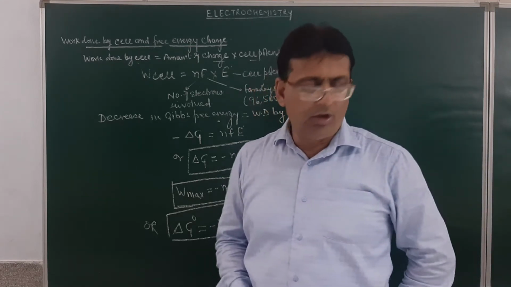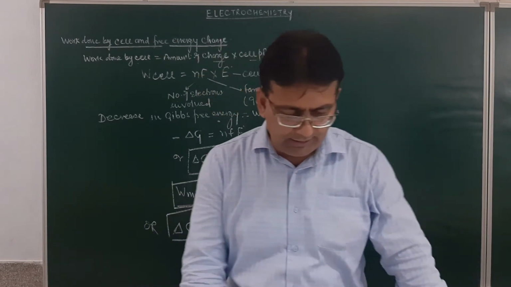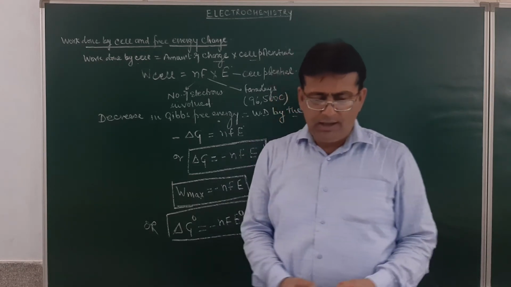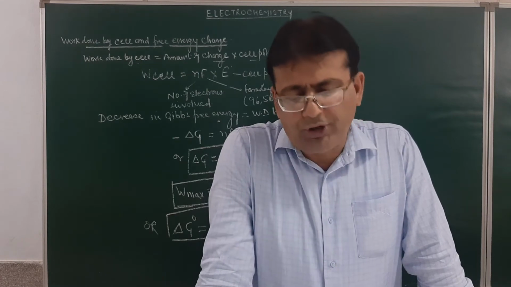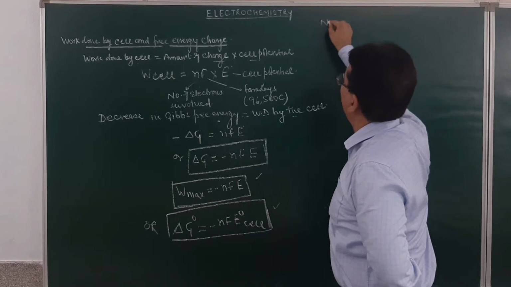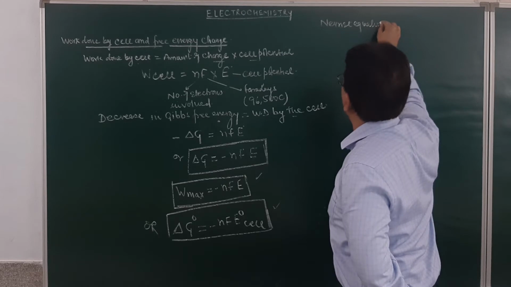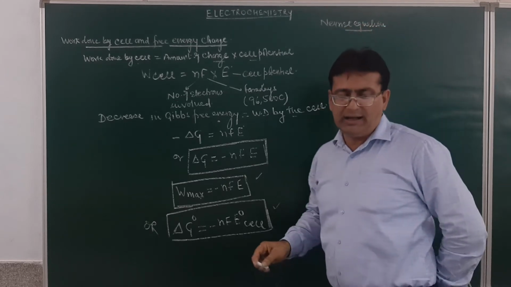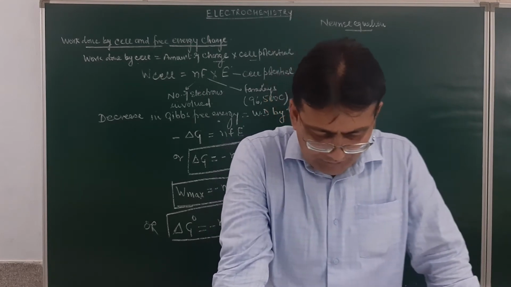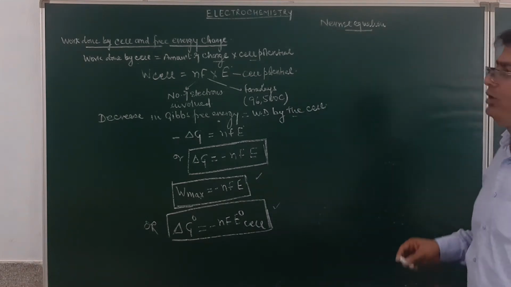Am I clear? Now the next very important concept is the Nernst equation. We will be deriving the Nernst equation, which is the relationship between the cell potential of the reaction and the quotient of the redox reaction. This is another important discussion which can be asked in the board. In fact, in the board examination, they may ask you to establish a relationship between cell potential and the reaction quotient for the redox process of a cell.